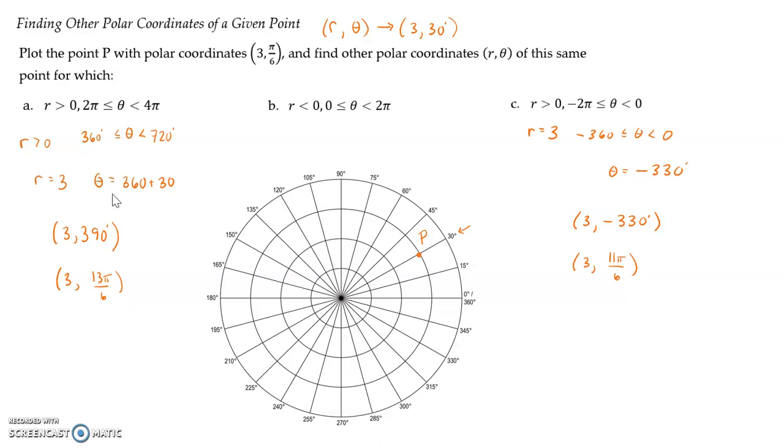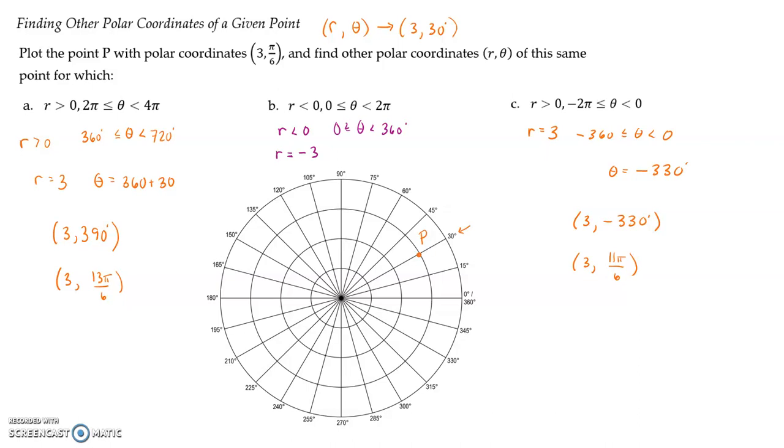And now let's go ahead and take a look at part B. This time we want an angle measure between 0 and 360 degrees. And in this case we want a radii value that's less than 0. So keep in mind, if we want a value less than 0, our R in this case is going to have to be a negative 3. Right? Because we still need to end up in the same location as point P.